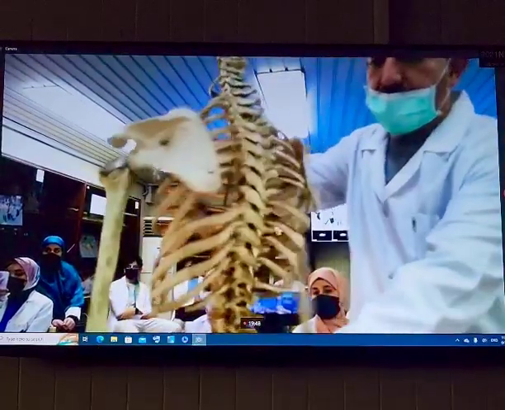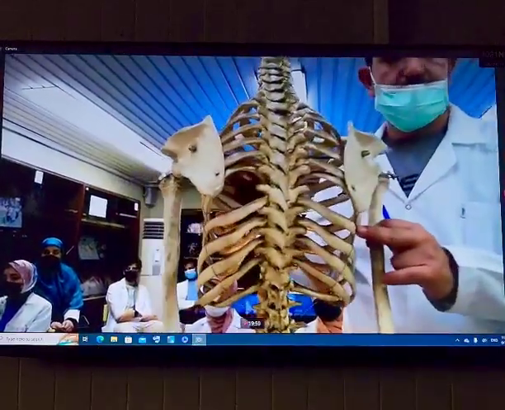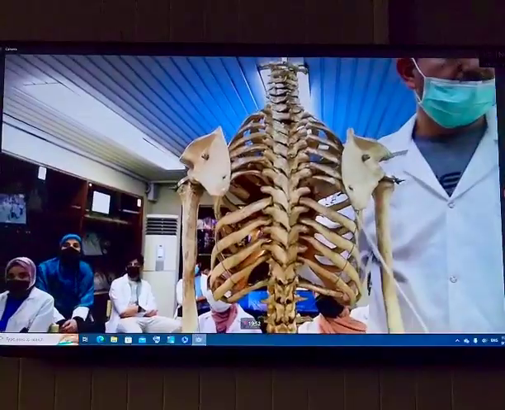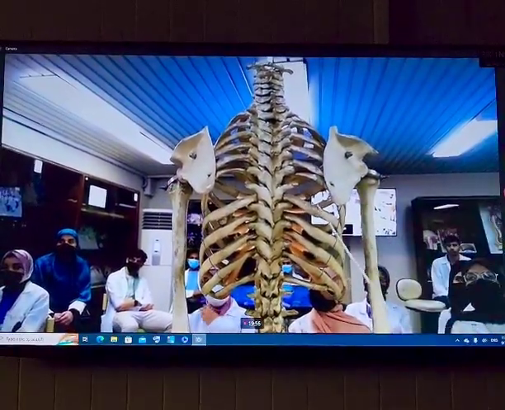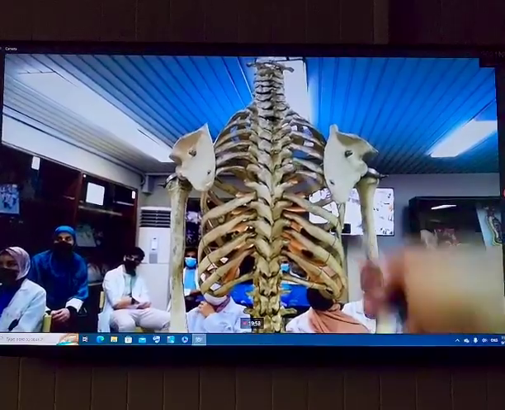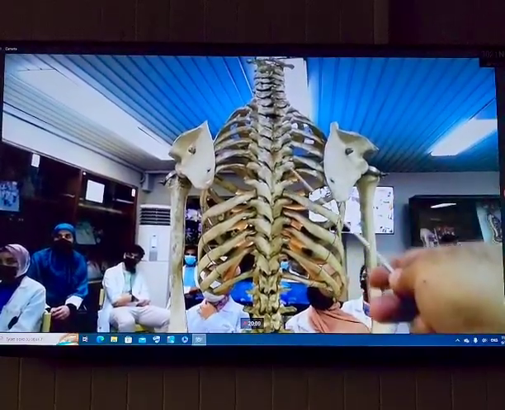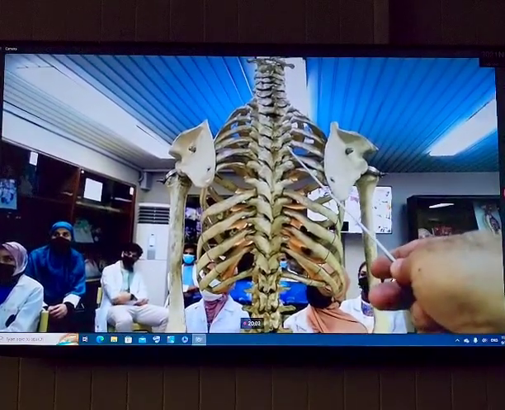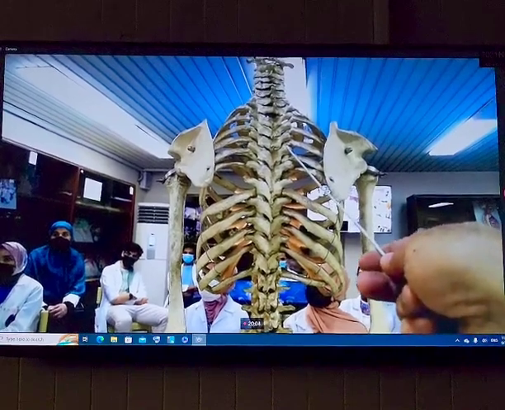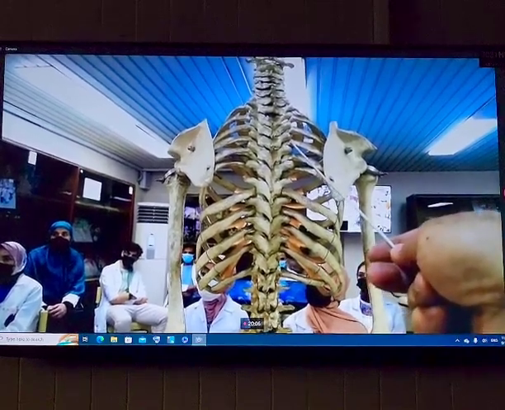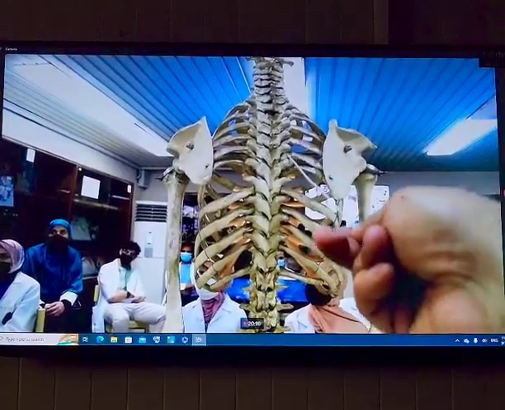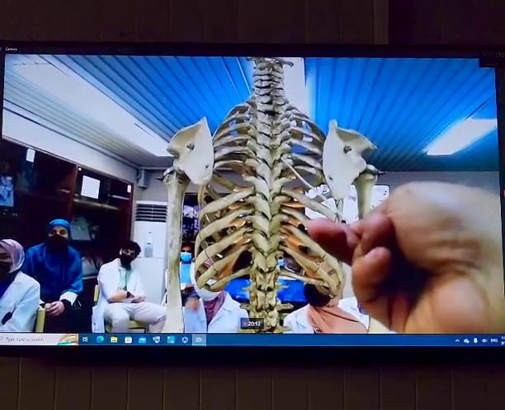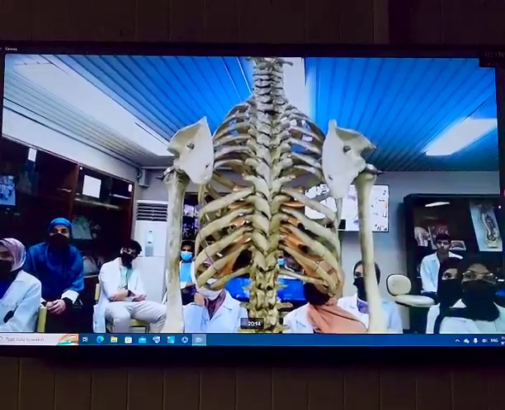You can see that this is the angle of the rib. These are angles of the ribs. And you can see the spines of the vertebrae, the lamina. You can see the transverse process articulating with the tubercle of the rib. And here, this is the neck of the rib. This is the tubercle. And this is the head of the rib articulated with the body of the vertebra.